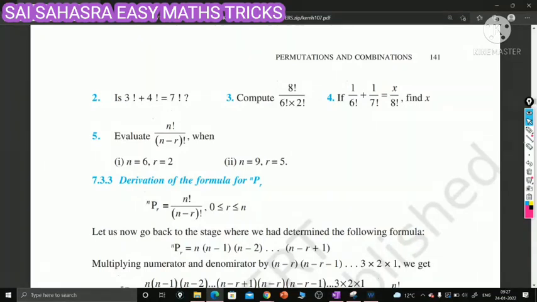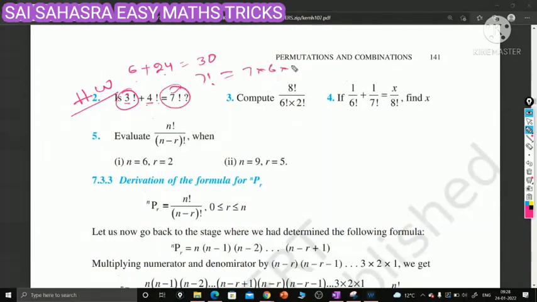Can you all do this as homework? Yes, sir. So you can do this. Don't think that by adding these two you will get this. 3 factorial separately gives the answer 6. 4 factorial means 24 you will get. 6 plus 24 will be 30 only. But the 7 factorial answer is something else.